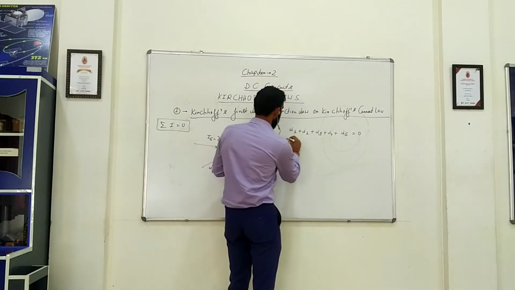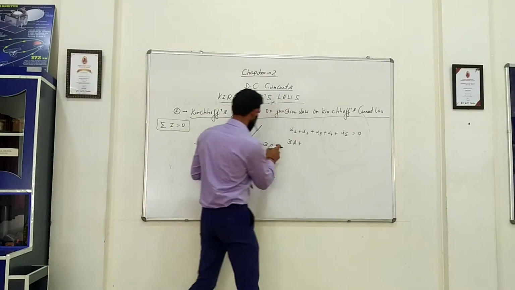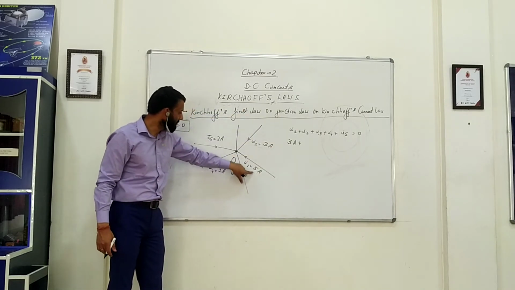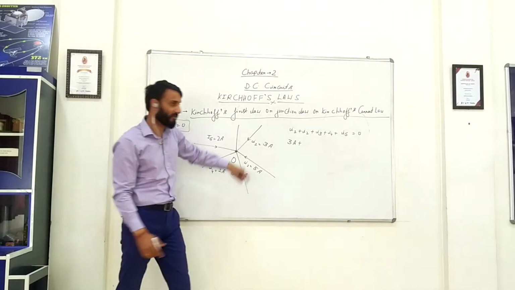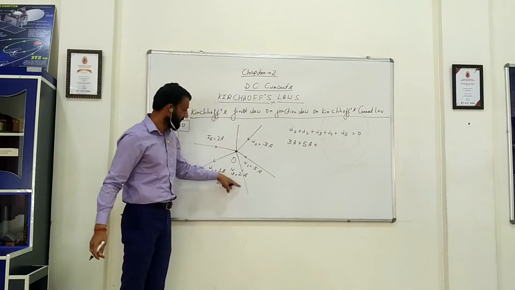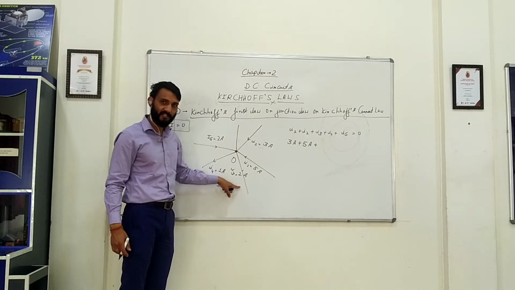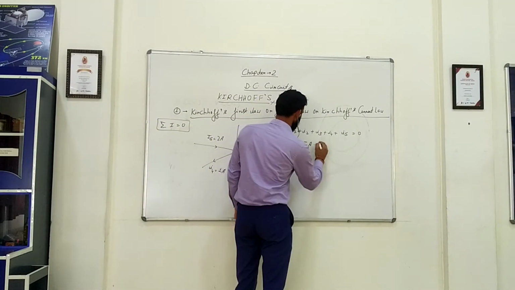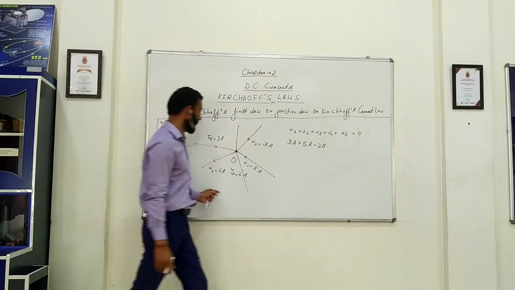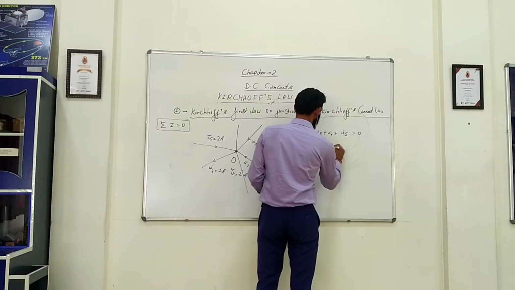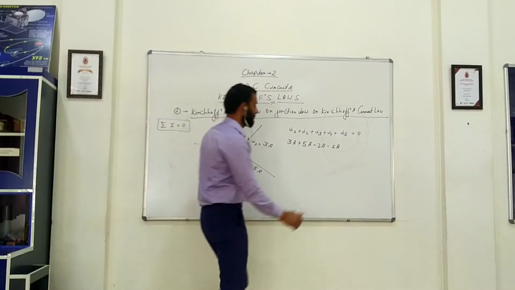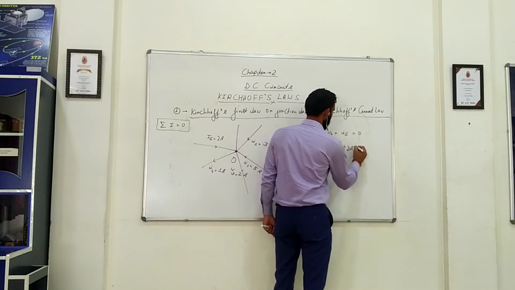Here we have 3 ampere going in. If it is coming towards the junction, it is a positive current. This is going towards the junction, therefore it is a positive current. This is going away from the junction, therefore it is a negative current, so it will be minus 2 ampere. This is going away, therefore it will be minus 1 ampere. And this is going inside, therefore it will be plus 2 ampere.